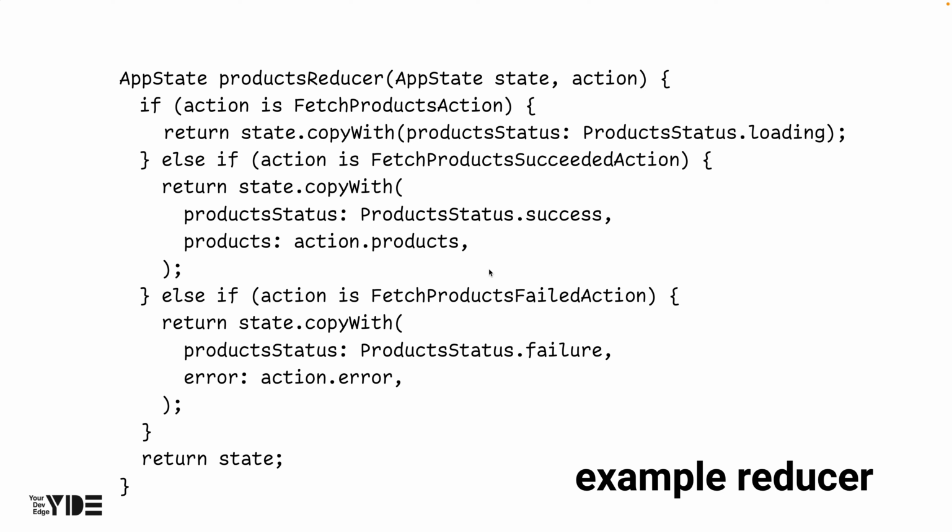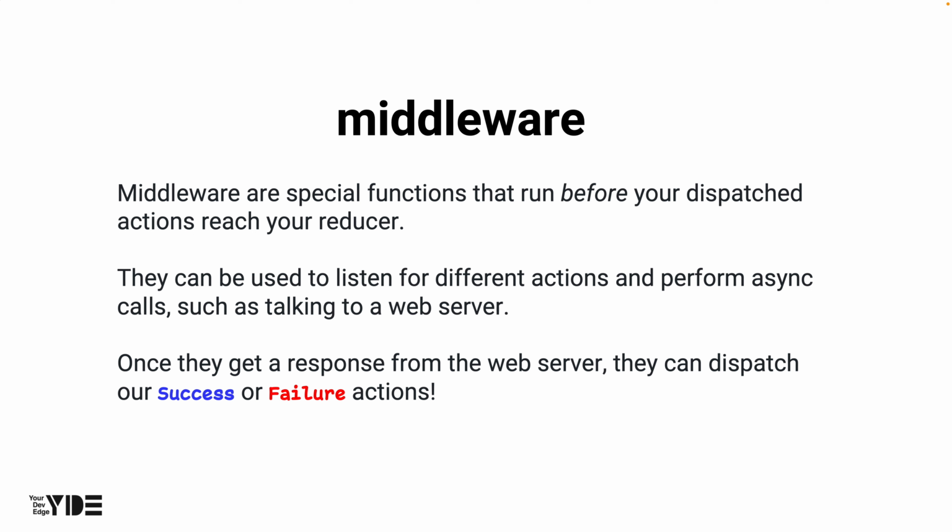Okay, now we have a reducer that handles the action, but where are actions like fetchProductSucceededAction and fetchProductFailedAction triggered? Should the user trigger them? No. The middleware mentioned earlier triggers them. Middleware is a function that is executed before dispatched actions reach the reducer. Middleware listens for actions and performs tasks such as async calls when it receives an action it needs to process.